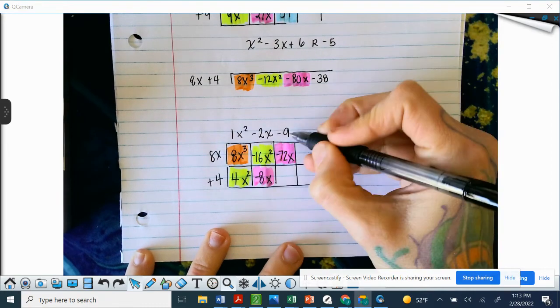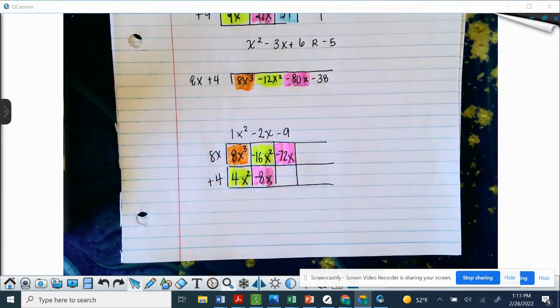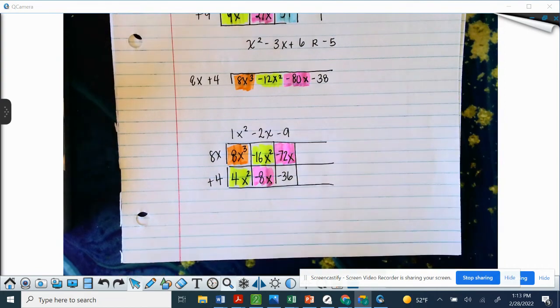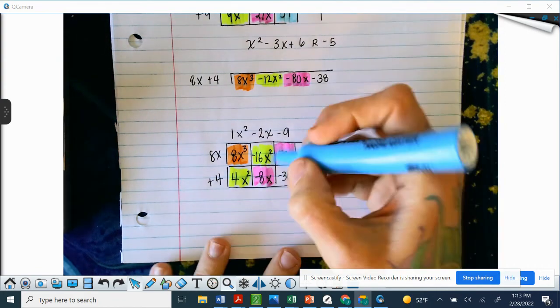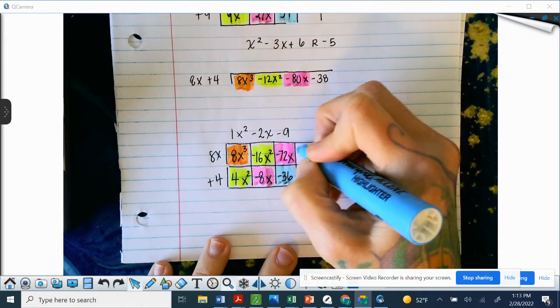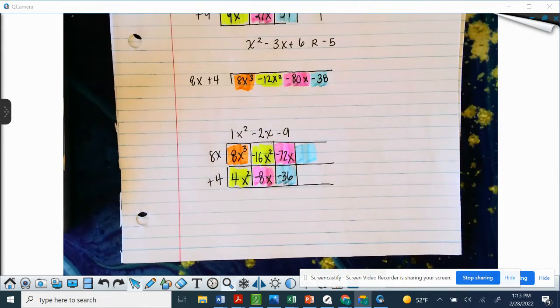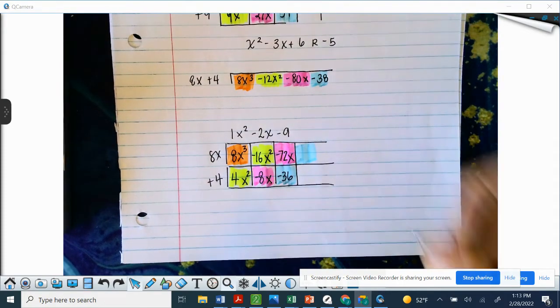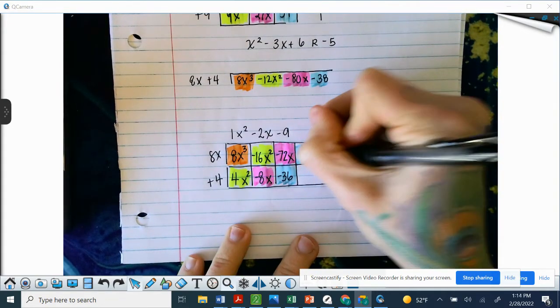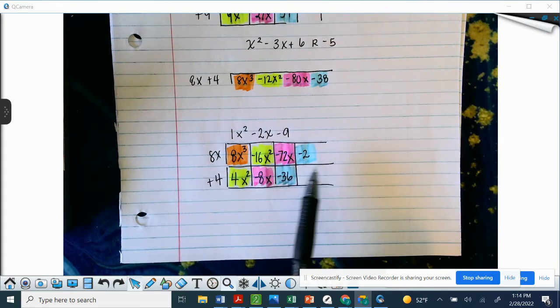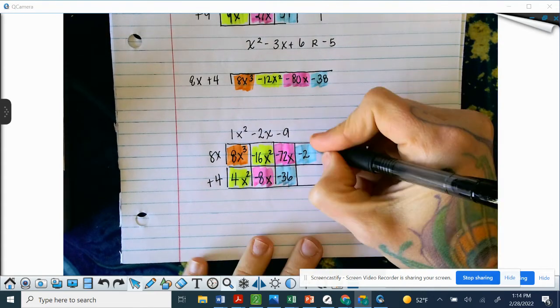Then we're going to work down. Negative 9 times 4 is a negative 36. We're getting to the end. So this box and this box have to give me a negative 38. I've already spent 36, and I need to spend 2 more, or take away 2 more, to be in that negative 38 place. And there is nothing that I can multiply 8x by to get a negative 2. So then I know this is my remainder.